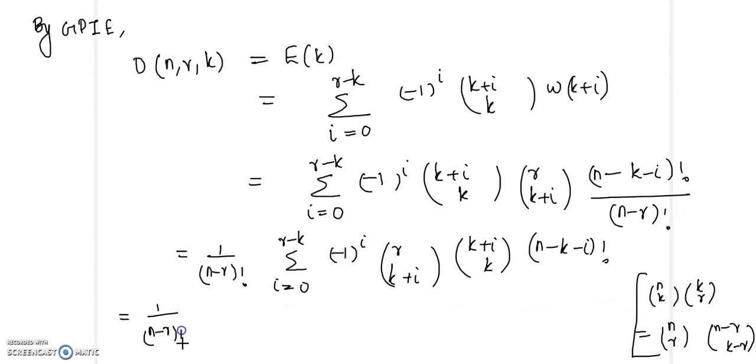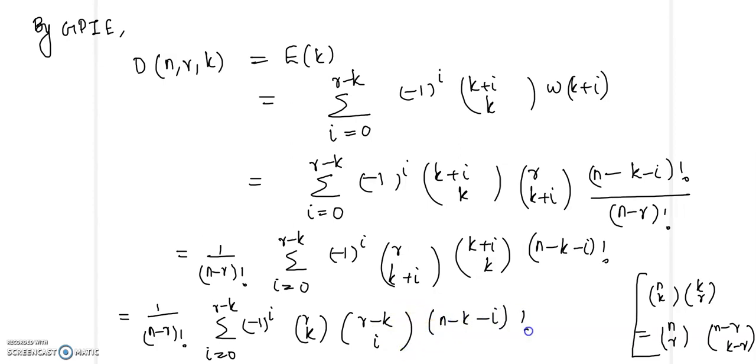So 1 by (n minus r) factorial into summation i equal to 0 to r minus k minus 1 raised to i. So nCk into kCr. So here k in place of k you will have k plus i. So we are going to get rCk into (n minus r) C (k minus r). So that is k plus i minus k. So we'll get rCk, i, (n minus k minus i) factorial. Again the summation is upon i.